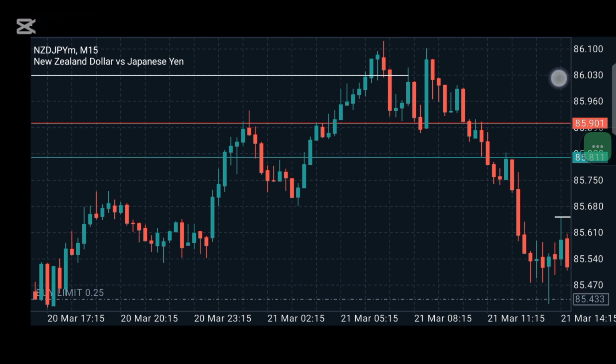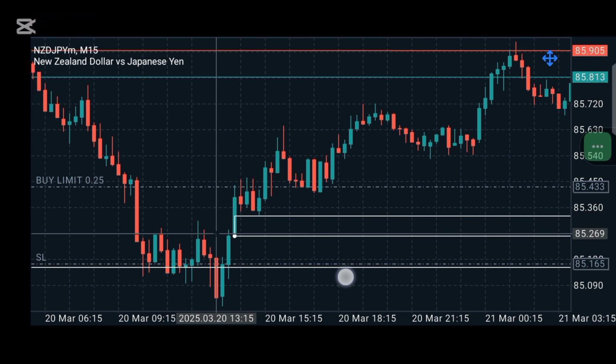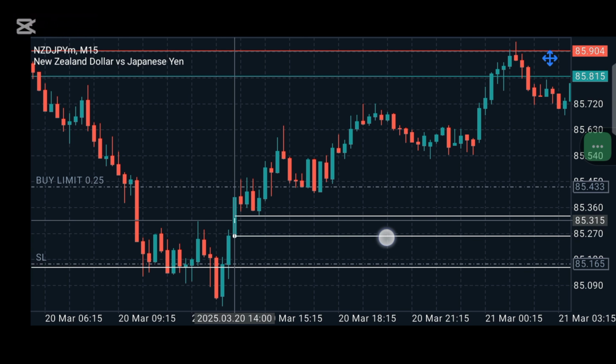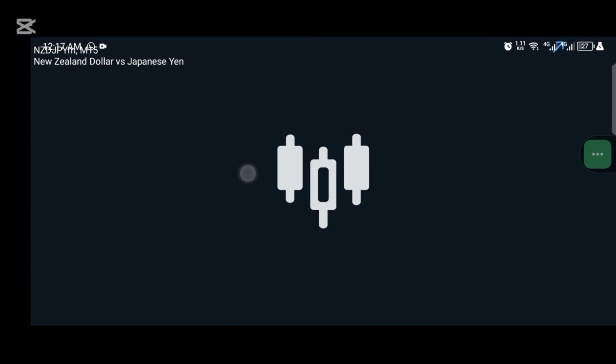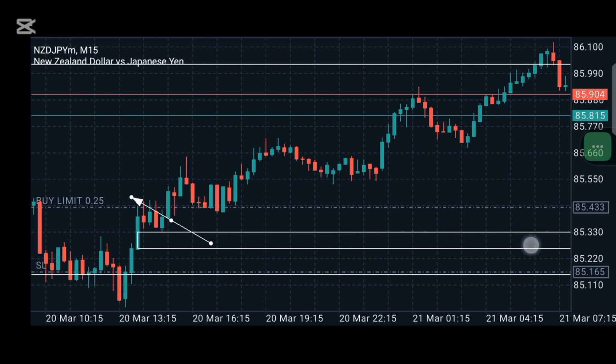Look at it here, guys. I've talked about fair value gaps in my video. This is the fair value gap: the first candlestick, second candlestick, and third candlestick. If you look at this level here, you can see the gap in between. So let me try putting it in this gap here.